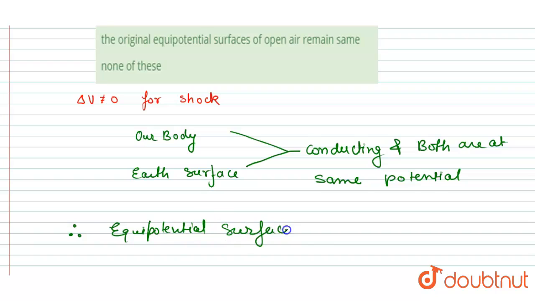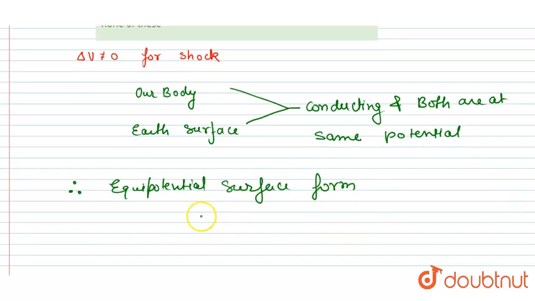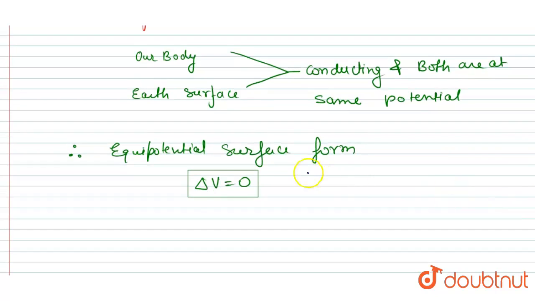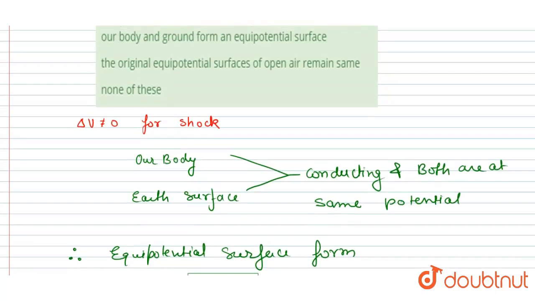Because of which there is no potential drop, right? So because of which the change in potential is zero. So if the change in potential is zero, how can we get the electric shock? For the electric shock, there needs to be a non-zero change in potential, right?